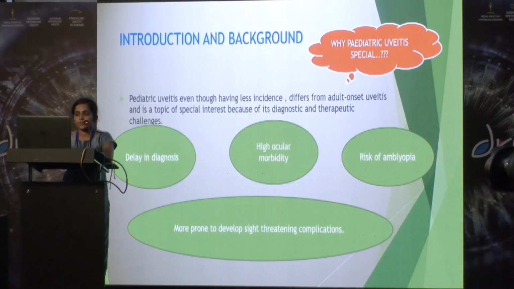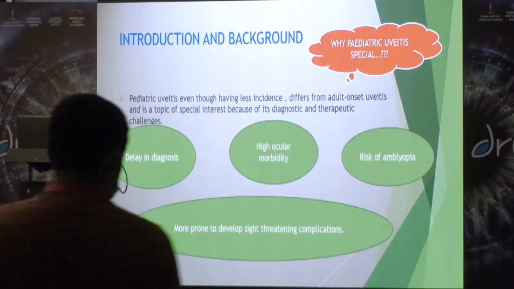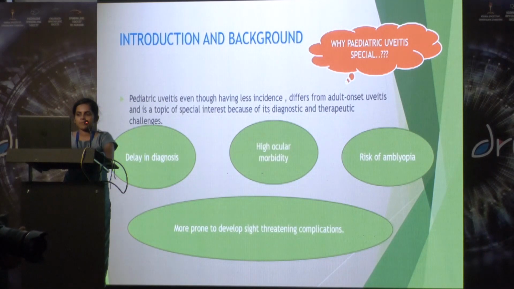Why pediatric uveitis is special? Pediatric uveitis, even though having less incidence, differs from adult onset uveitis and is a topic of special interest because of its diagnostic and therapeutic challenges: the delay in diagnosis, high ocular morbidity, risk of amblyopia, and they are more prone to develop sight-threatening complications.